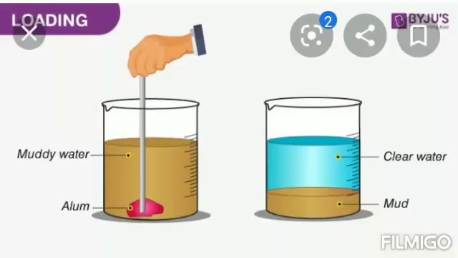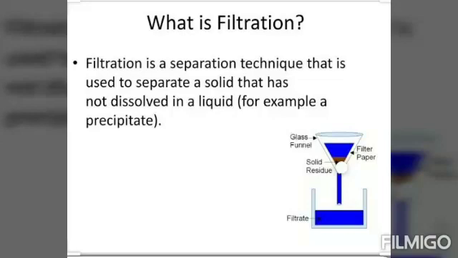Now comes loading. Loading is the process which we use to increase our rate of sedimentation with the help of a chemical. We use alum to increase the rate of sedimentation. We have done it in earlier classes also. Our next process is called filtration.